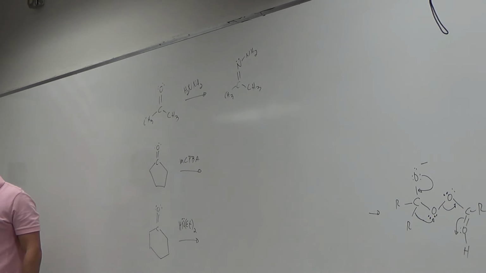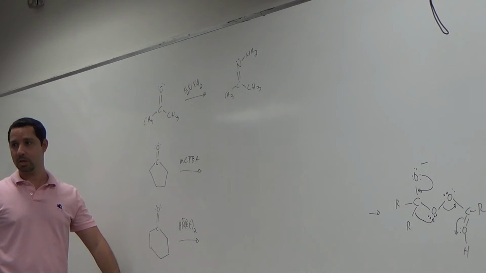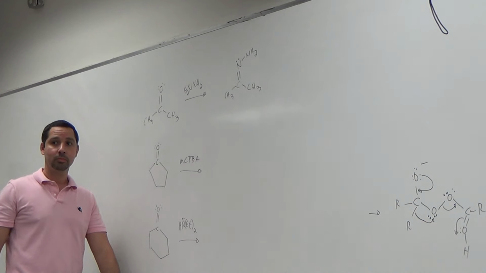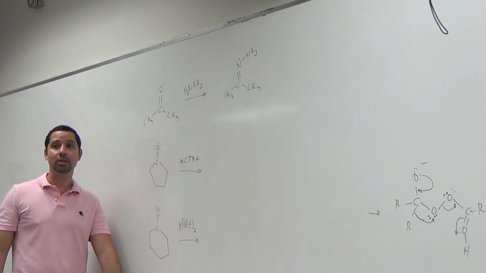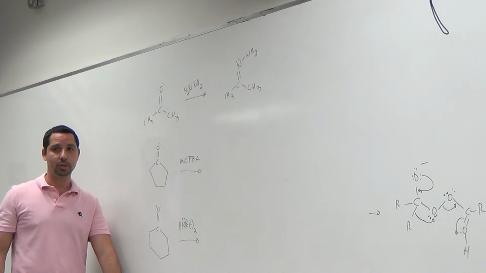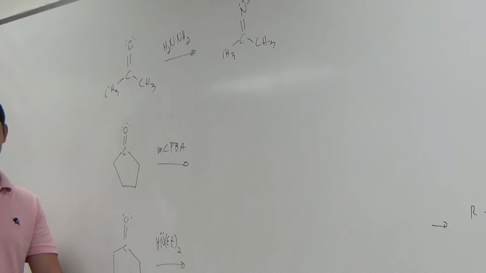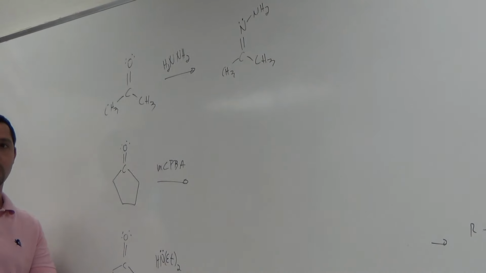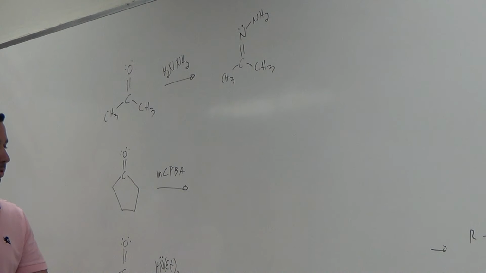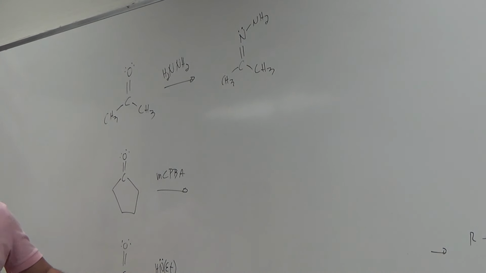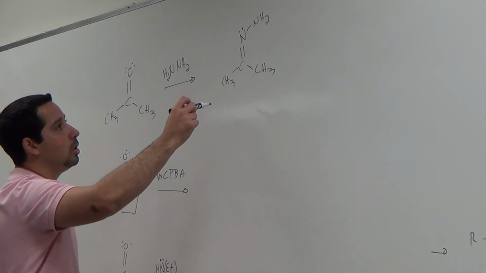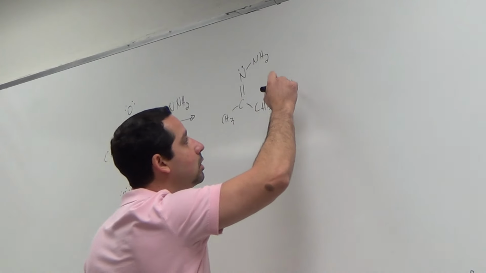No. Doesn't happen to enamine? No. Why not? That's why it doesn't happen to the enamine. Because it doesn't have two hydrogens, because an enamine has two R's. It comes from a secondary amine. That means a nitrogen with two groups that are not hydrogens, right? They're carbons. Like that. So this is called oxime, yes? Hydrazine.